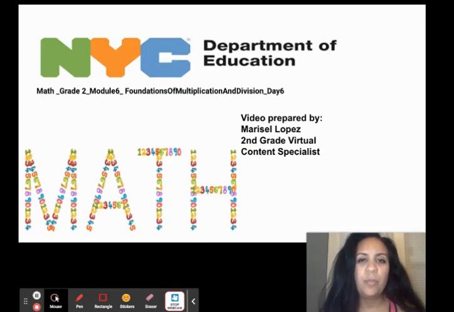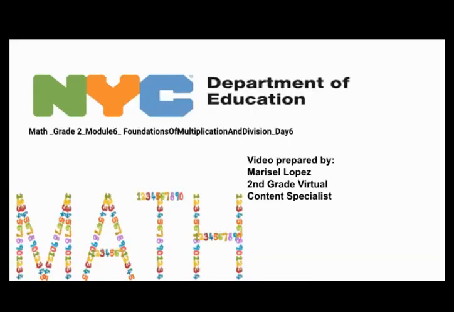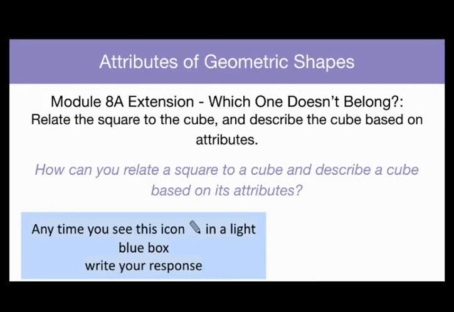In today's lesson, we will continue our learning about shapes and how to identify them by their attributes. We will focus on the cube specifically. Are you ready to get started? Today, we will be answering the following question. How can you relate a square to a cube and describe a cube based on its attributes?